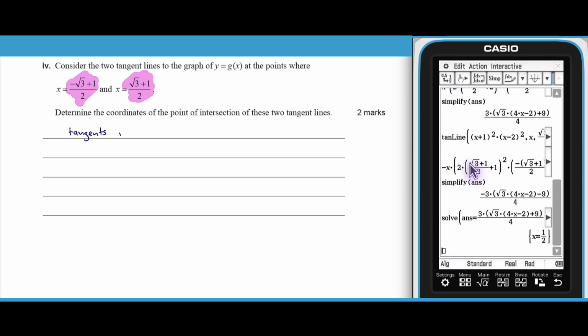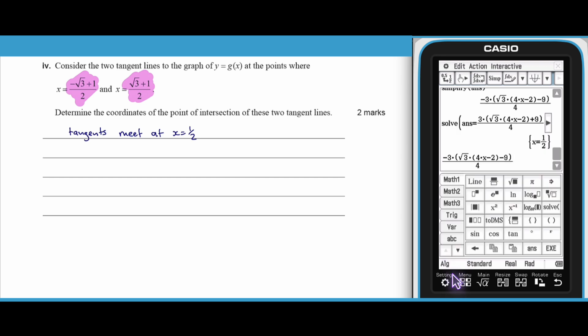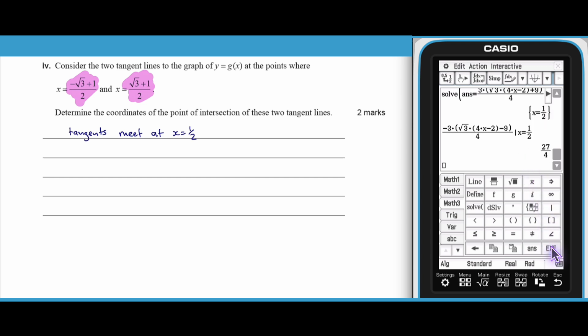The answer of x equals a half may not surprise you, based on the symmetry of both the curve and the given points about the line x equals a half. With the x value in the equation of one of the tangents, the y-coordinate of the intersection point can be found, using that ever-useful given that symbol which can be found on the Math 3 keyboard.